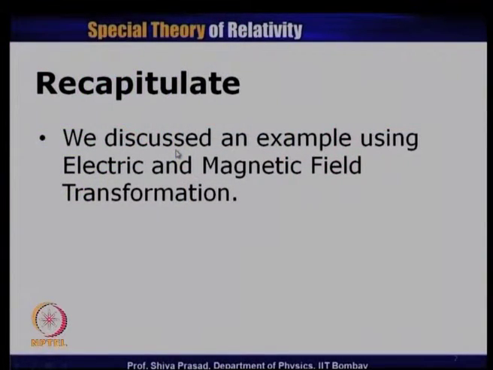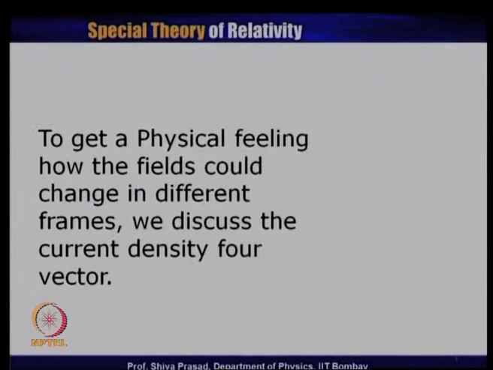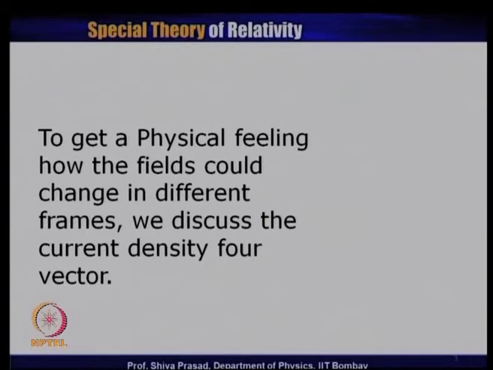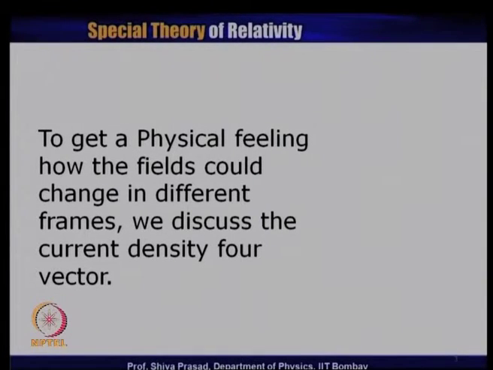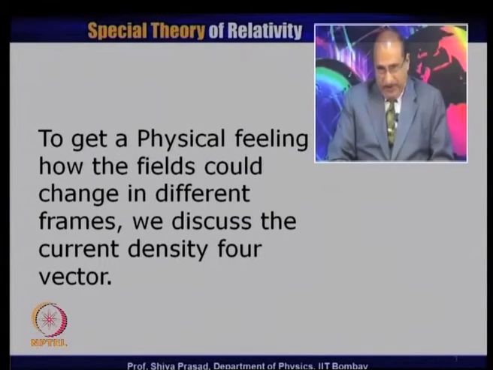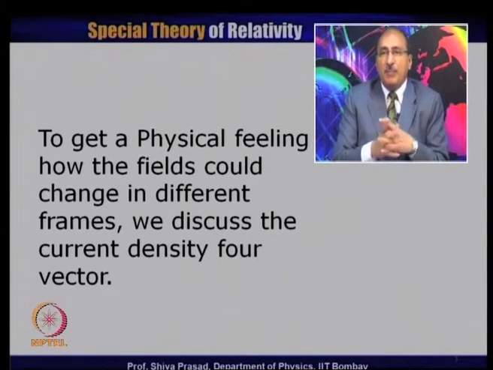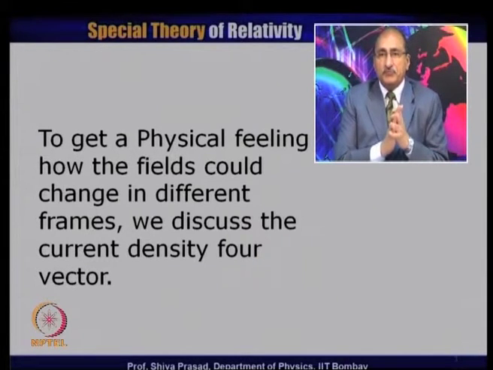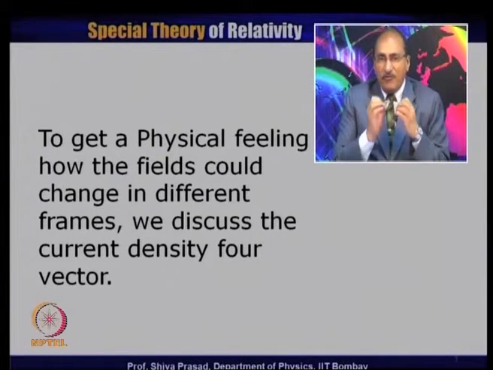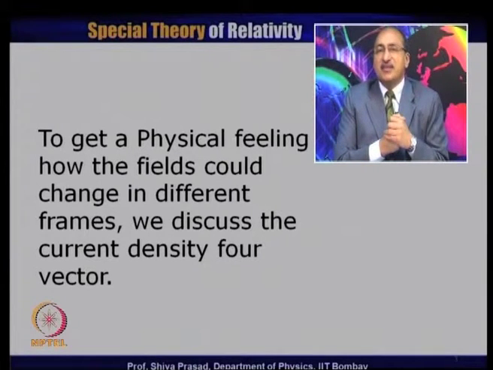We recapitulate. We discussed an example using electric and magnetic field transformation in our last lecture. To get a physical feeling how the fields could change in different frames, we discuss a new concept today which we call a current density 4 vector. As I said, we want to discuss a little bit more physically by taking a current carrying conductor, but before we come to that situation, we will define what we call a current density 4 vector.